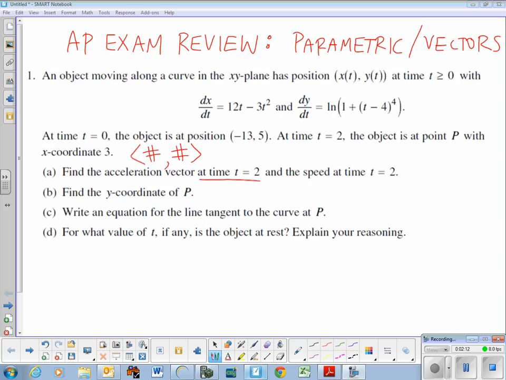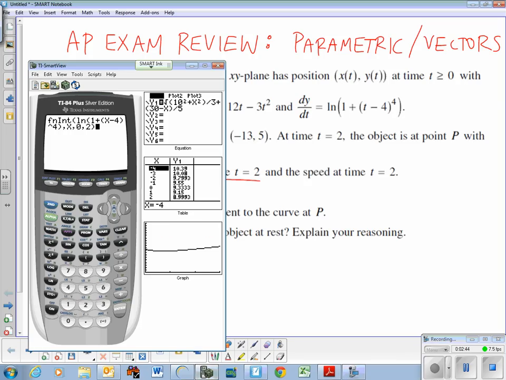So the acceleration vector: acceleration is the derivative of velocity. So we need to take the derivative of these two parts and substitute 2 into both of those equations. The derivative of 12t minus 3t squared at 2, that's one we could probably find without too much problem without a calculator. The derivative of this other one is probably something we do need a calculator for. We'll do them both in the calculator just for practice.